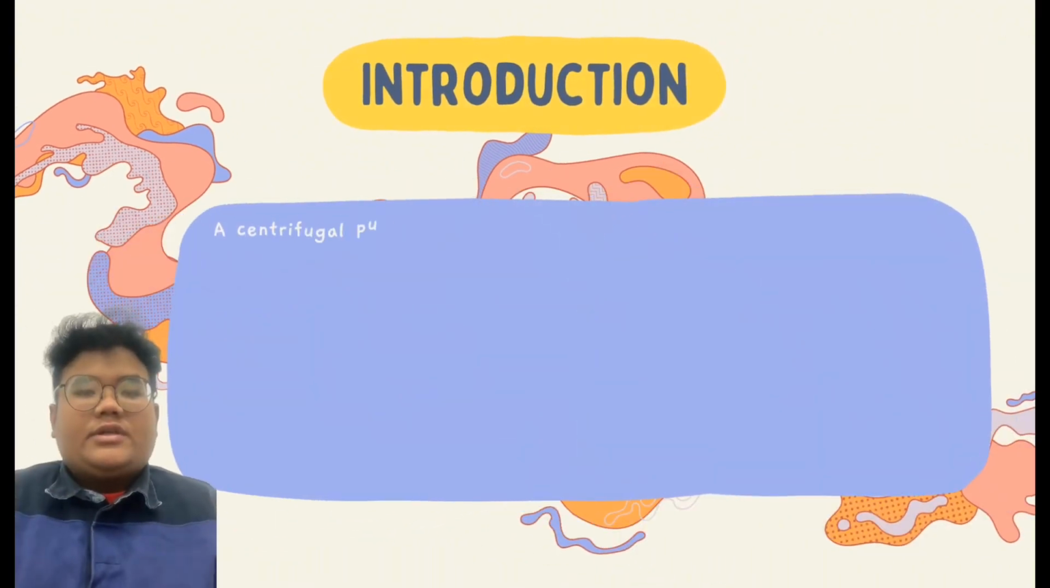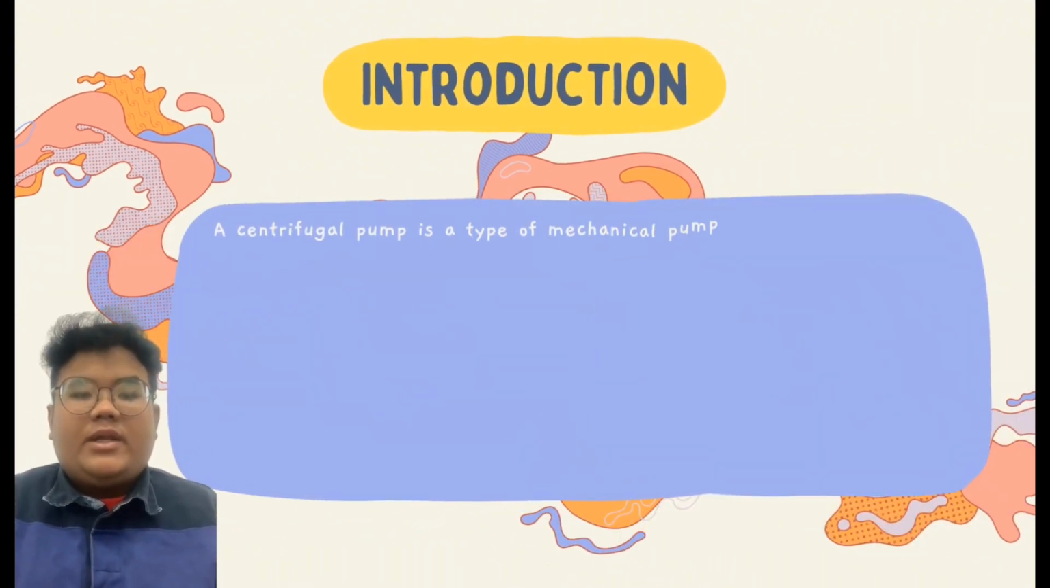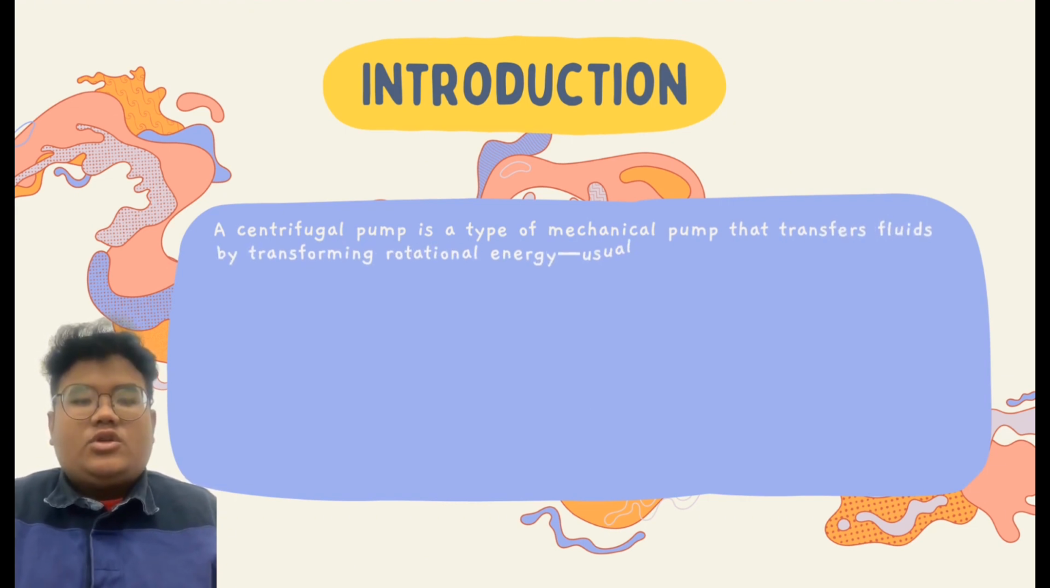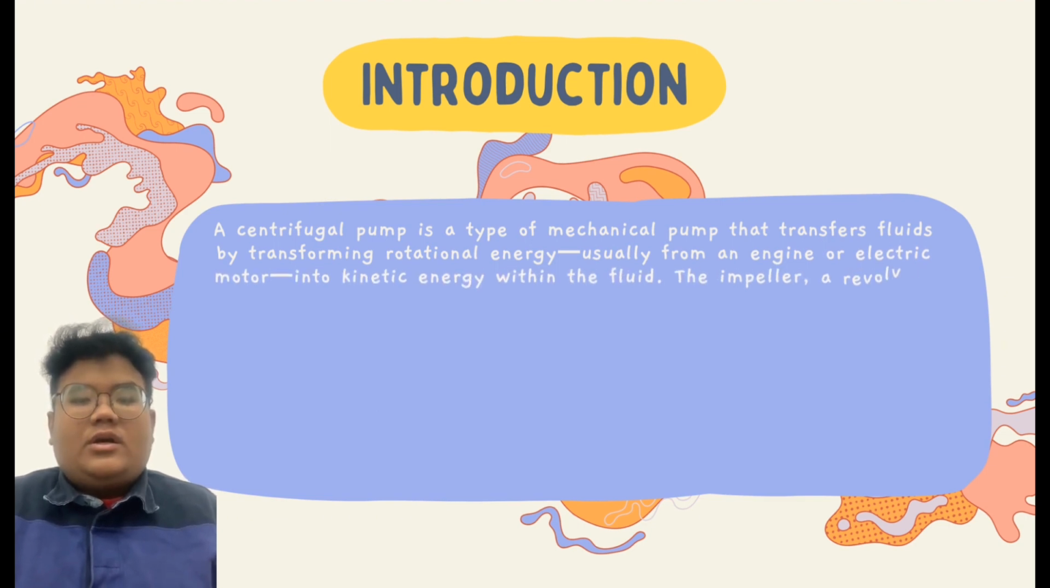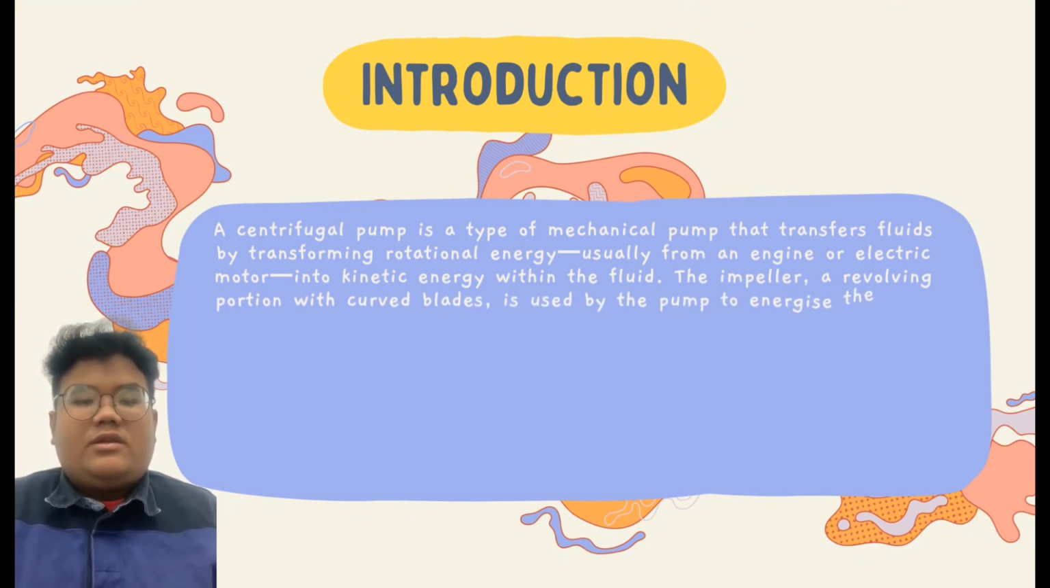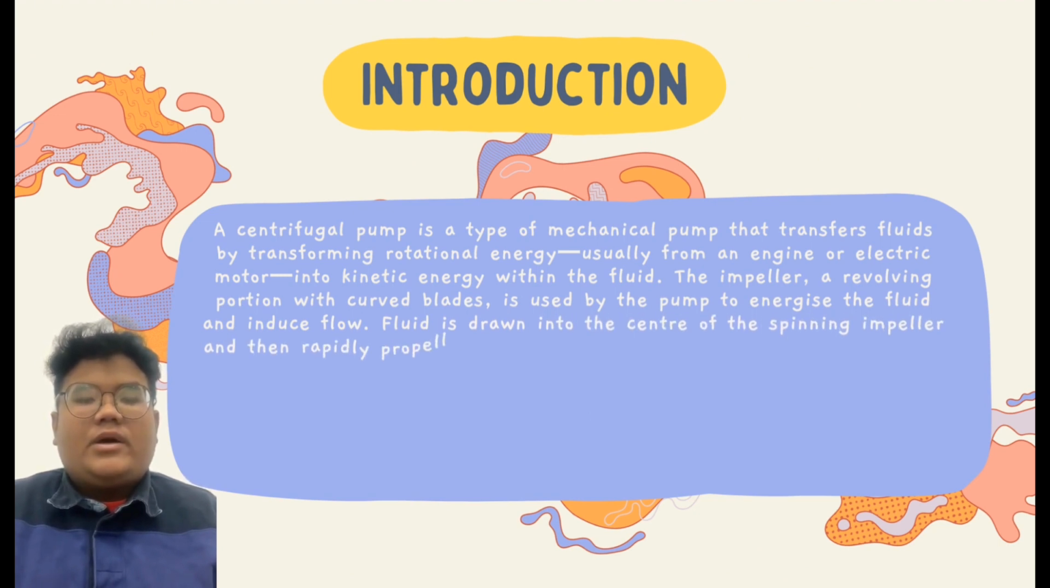For introduction, a centrifugal pump is a type of mechanical pump that transfers fluids by transforming rotational energy, usually from an engine or electric motor, into kinetic energy within the fluid. The impeller, a revolving portion with curved blades, is used by the pump to energize the fluid and induce flow. Fluid is drawn into the center of the spinning impeller and then rapidly propelled outward.